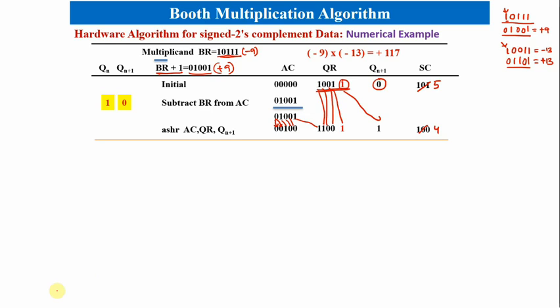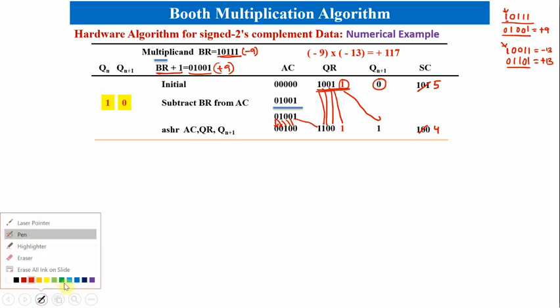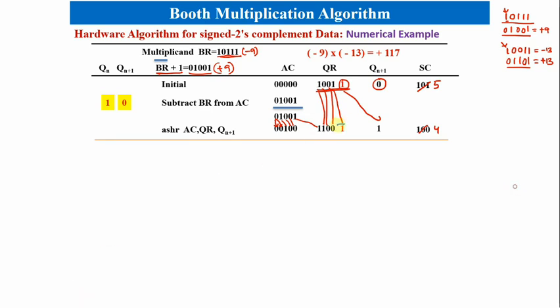Now look at what Qn and Qn plus 1 are. They are 1 1. When both Qn and Qn plus 1 are 1 1, does anything require to be done, addition or subtraction? No, it has to perform only a shift right. Including the sign bit, it is to be shifted right, so the sign bit will be as it is. With the arithmetic shift right, this is going to be the result. Okay, fine. Now the sequence is decremented to 3.